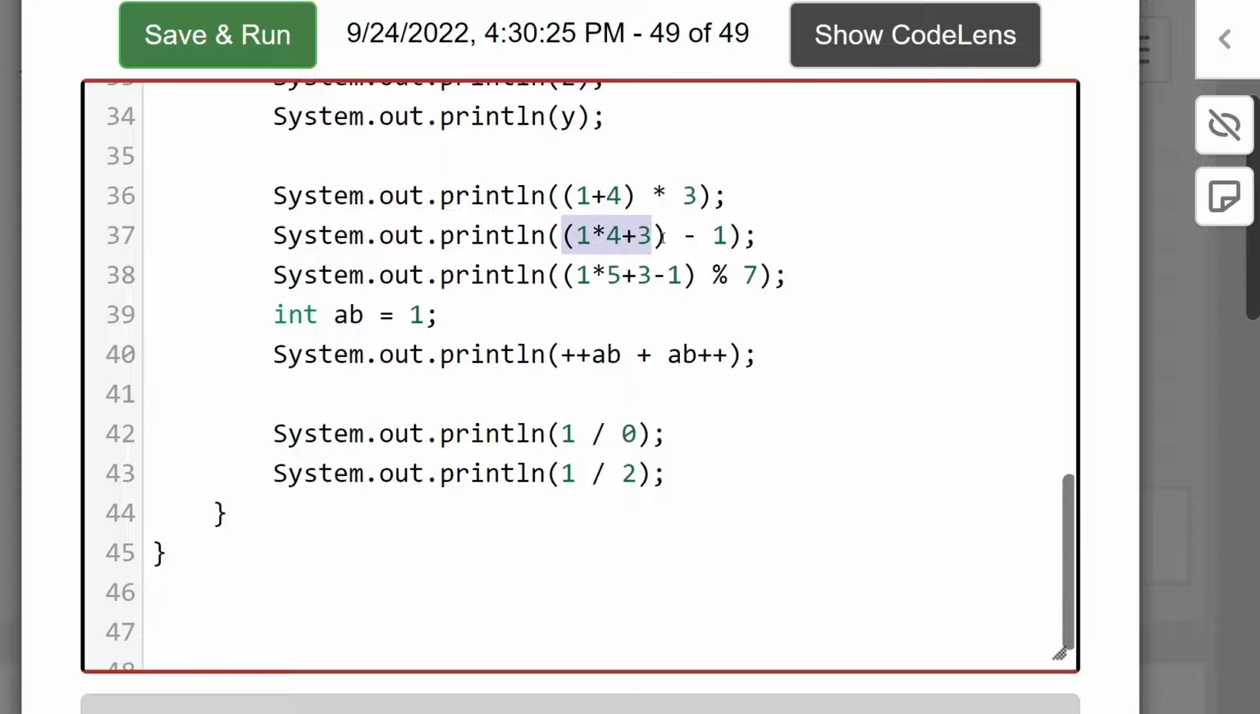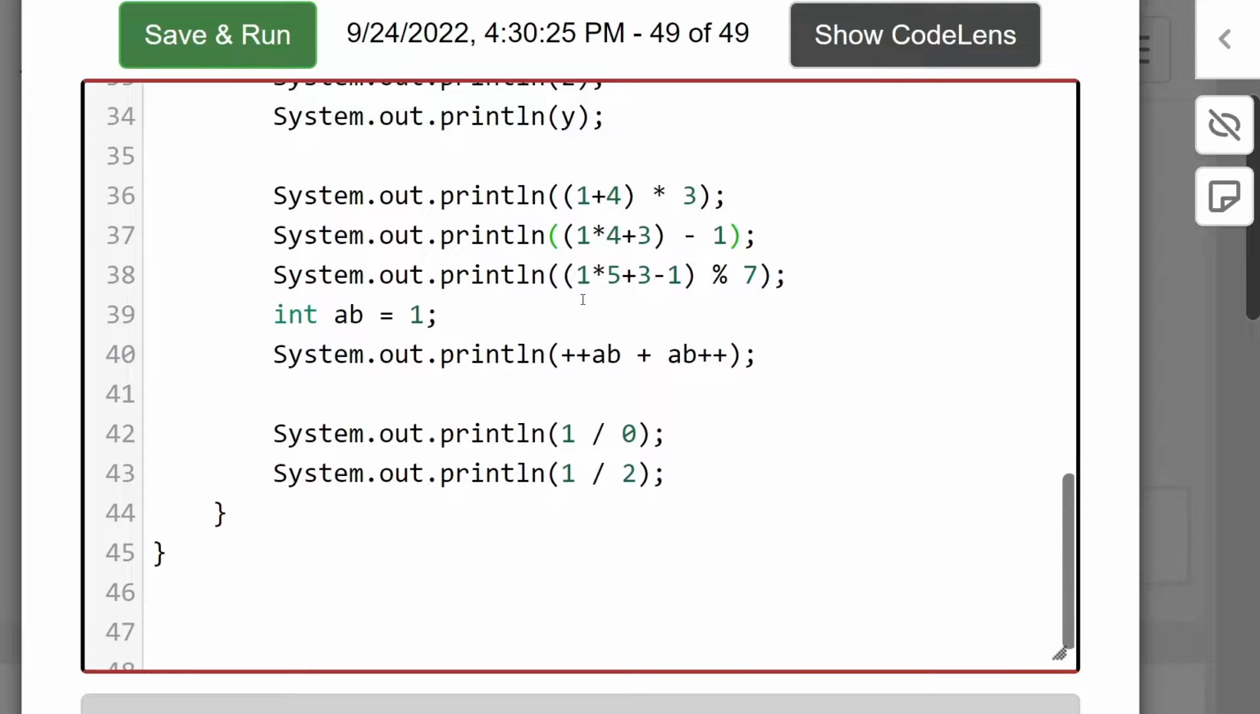In this one, we again have parentheses, and parentheses are higher priority than addition and subtraction. And then we look inside here and try to solve the problem. Since we have multiplication, multiplication is higher priority than addition. So we do multiplication first, and then we add. So 1 times 4 is 4, 4 plus 3 is 7. Now that the parentheses is done, we subtract 1 from this whole value, and we get 7 minus 1 equals 6, and 6 is the final value of this expression.